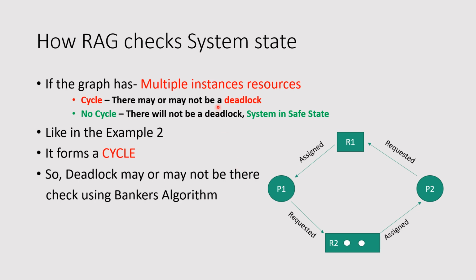So how to check now? If there is a cycle, how to check for a deadlock? Then again we have to apply the banker's algorithm. So if a cycle is there in a multiple instance resource graph, we will see using banker's algorithm whether our system is in the safe state or not. We cannot say directly that the system is in the deadlock state.